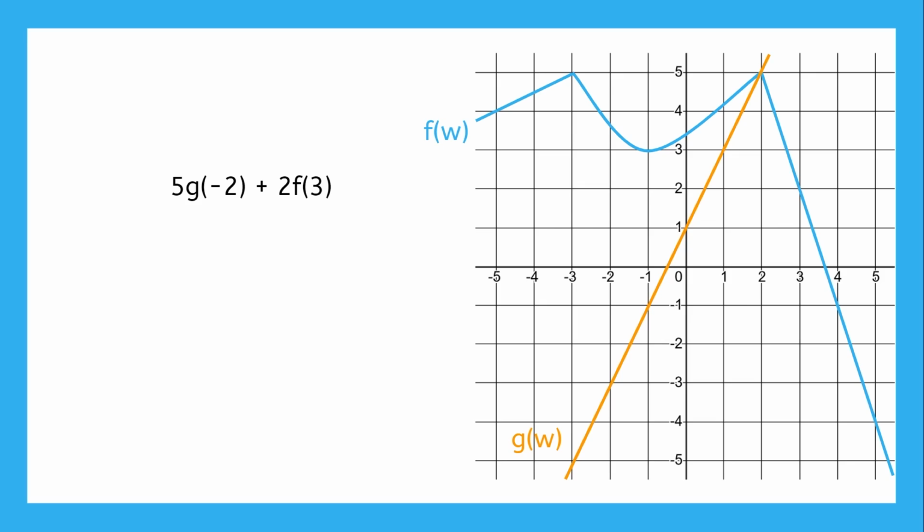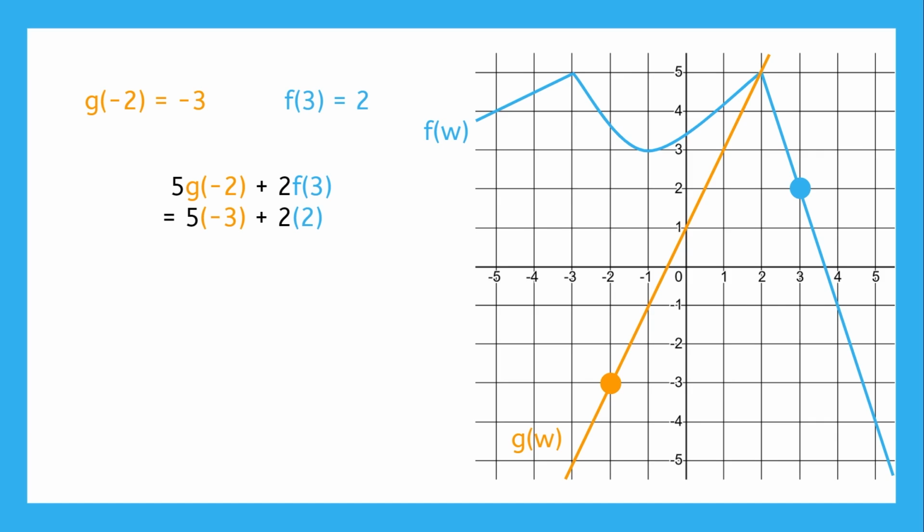Our immediate concern is finding the values of the two function inputs in this expression. For g of -2, we're going to look at the graph of function g and find the point where the input is -2. And we see that the output value is -3. Let's do the same for f of 3. Locate an input of 3 on the function f's graph, and the output is 2.